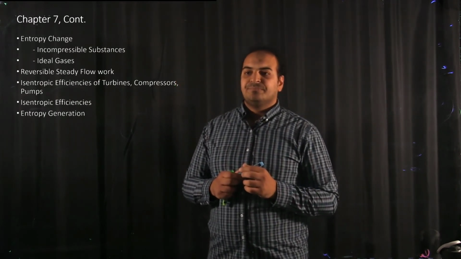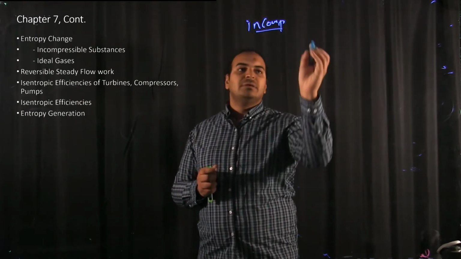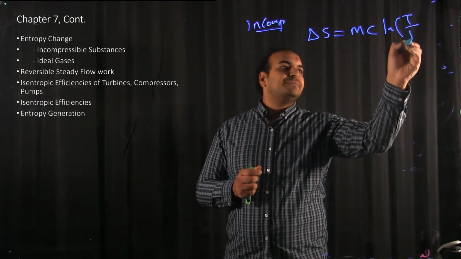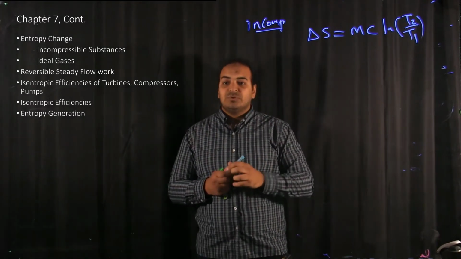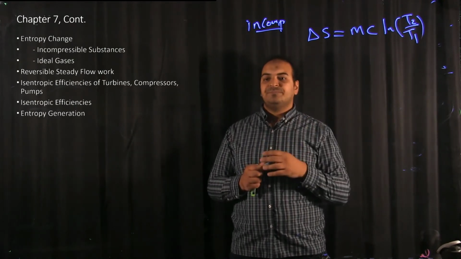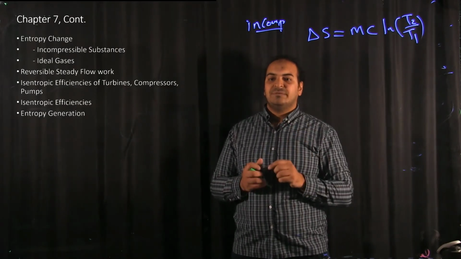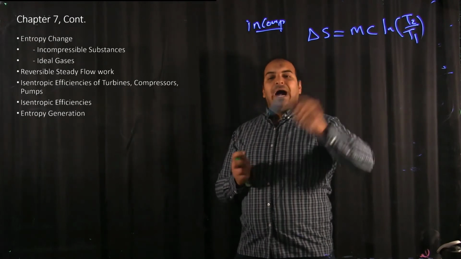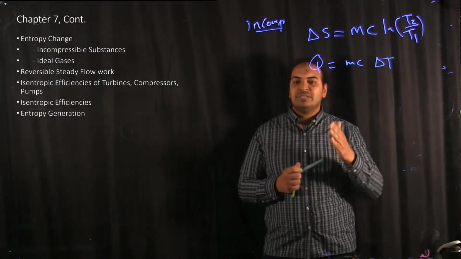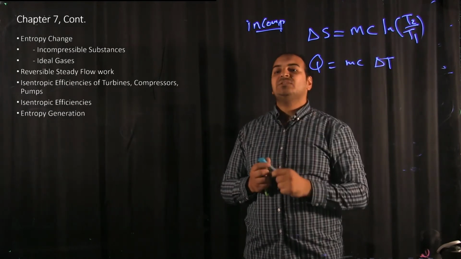Entropy change for an incompressible substance, like for example liquid and solid, as we did in the lecture, delta S is MC ln T2 over T1. If you have water and you give it some heat, it goes from 30 to 70. MC ln T2 over T1 is how much entropy change for this substance. Also, if you remember, Q is MC delta T, T2 minus T1. This is how much heat you paid to raise it from 30 to 70. But ln is how much entropy.